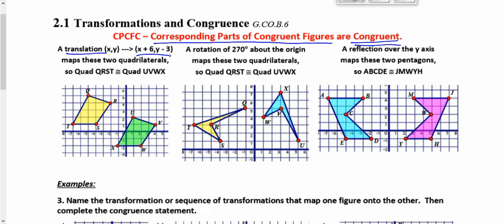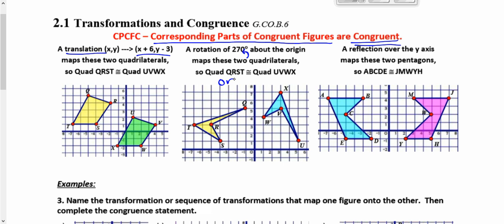Now over here, they did a rotation of positive 270, right, which goes counterclockwise 270. And are those quadrilaterals congruent? Are they quadrilaterals? How do you know? Four sides. Yes, corresponding sides, right? Hey, by the way, instead of doing a rotation of positive 270, what would be the exact same thing? Negative 270.